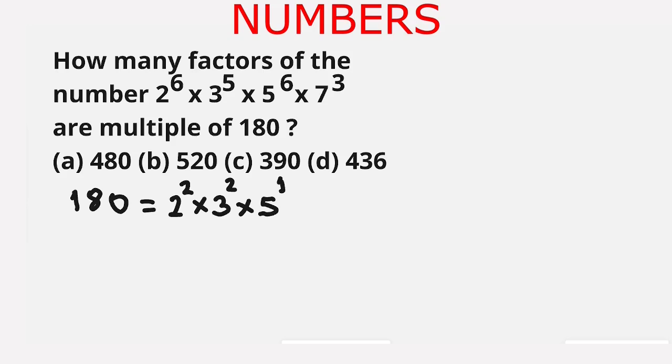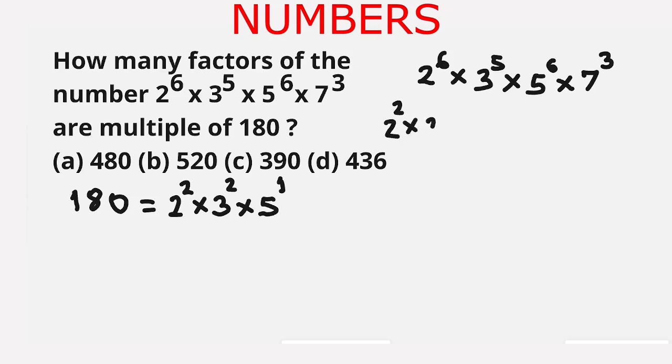Now we have to take out these prime factors from the given number. So the given number is 2 to the power 6 multiplied by 3 to the power 5 multiplied by 5 to the power 6 multiplied by 7 to the power 3. Now we take out 2 to the power 2 multiplied by 3 to the power 2 multiplied by 5 to the power 1 from the above number. When we have taken out 2 to the power 2, then the remaining power of 2 is 4. So we write it 2 to the power 4.